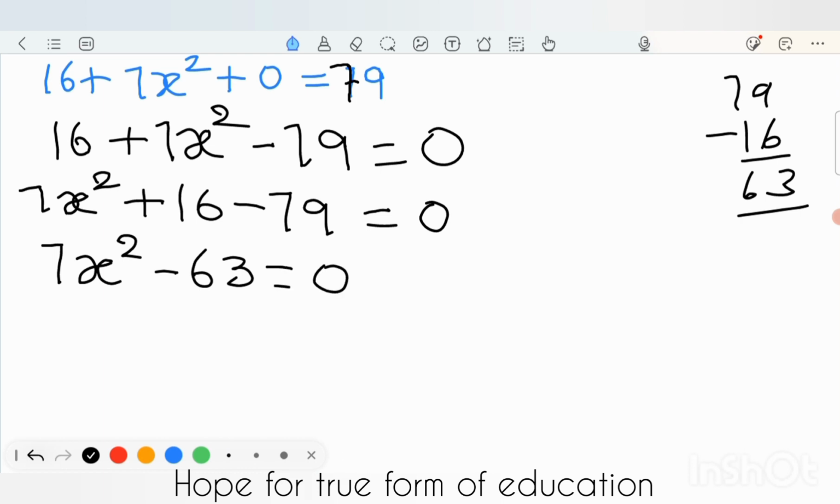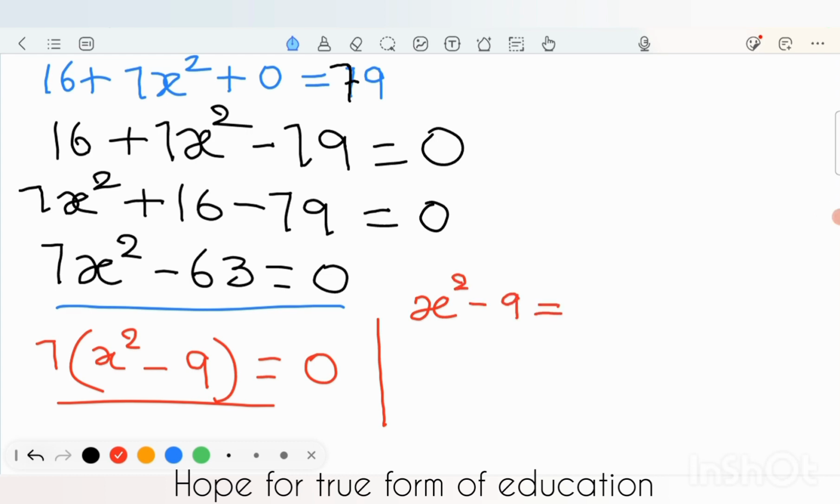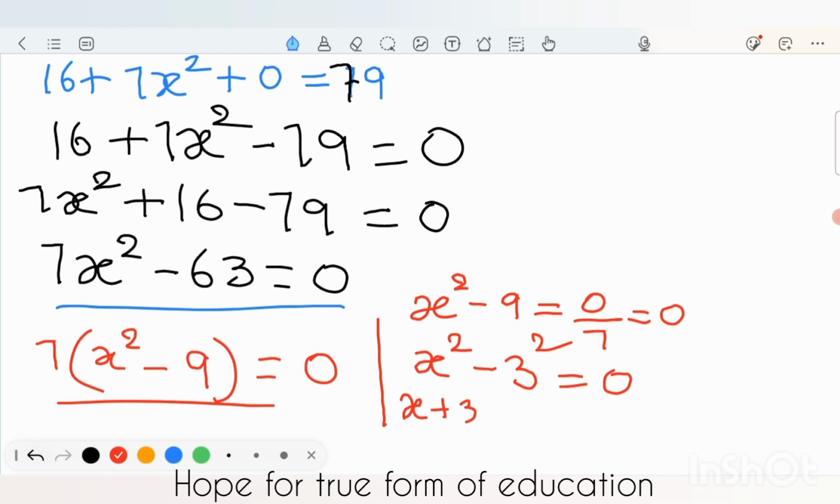Now this final thing is in the form which we did in the previous question. So what you have to do is take the common number 7 out: 7, x square minus 63 divided by 7, which is 9, equal to 0. Now 9 can be written as 3 square. A square minus b square is equal to a plus b into a minus b, the identity.